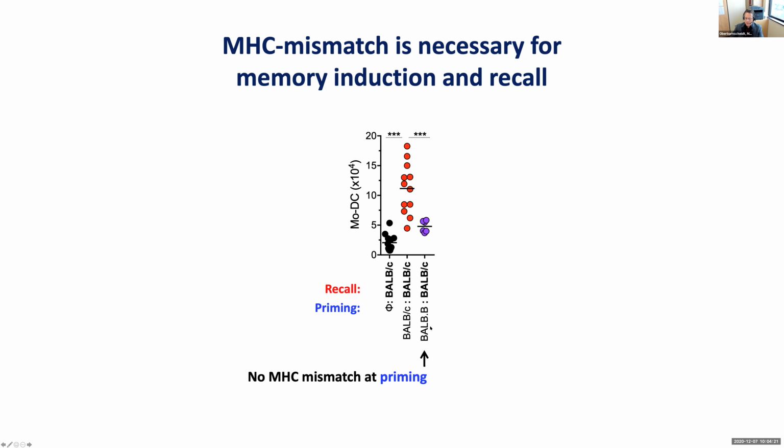Then if you prime with a BALB.b mouse that has the B6 MHC, but the rest is all BALB/c allogeneic, and then recall with a BALB/c graft, you see that the memory response is diminished and fairly identical to the primary response to BALB/c grafts.